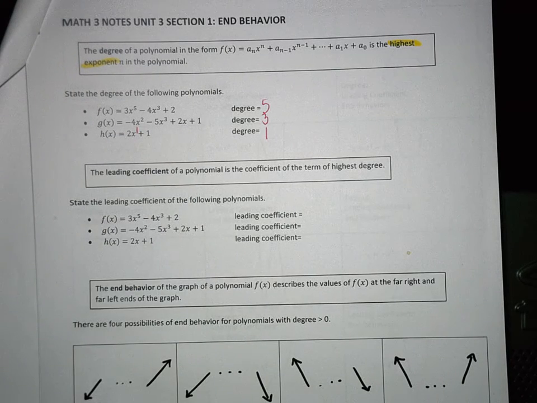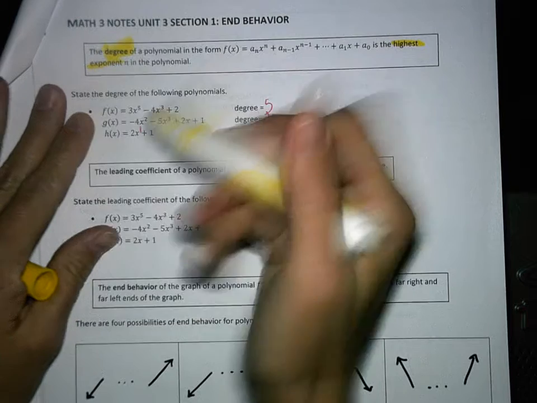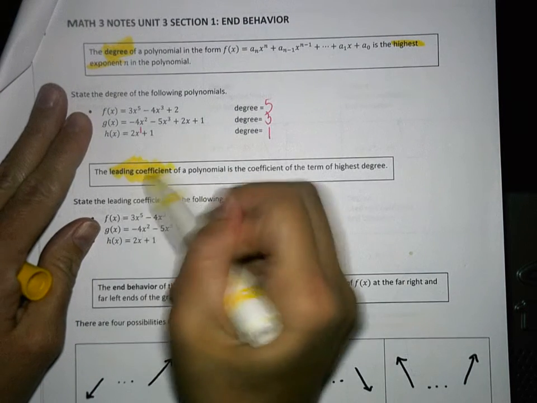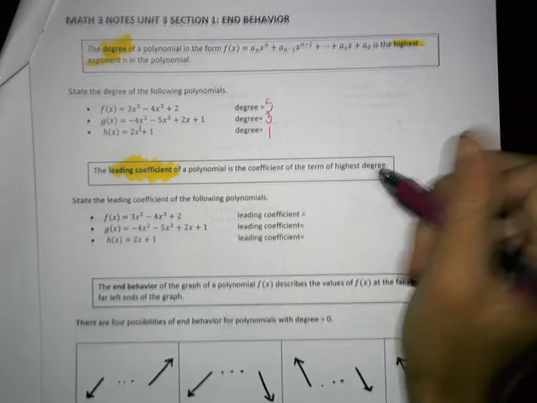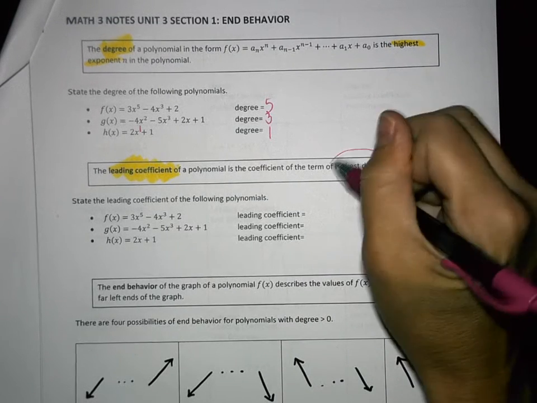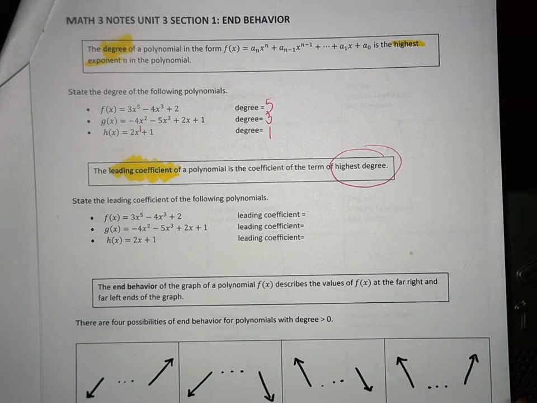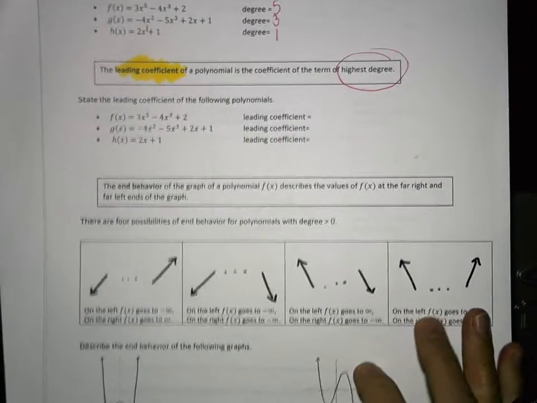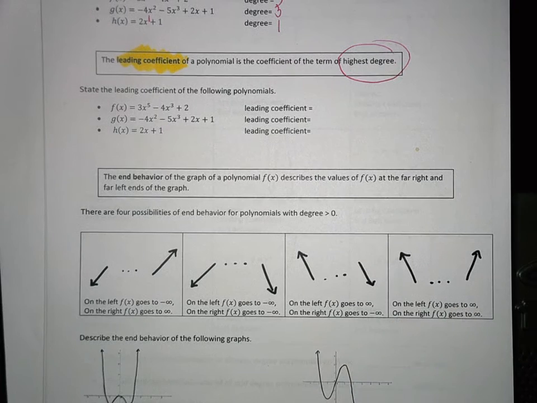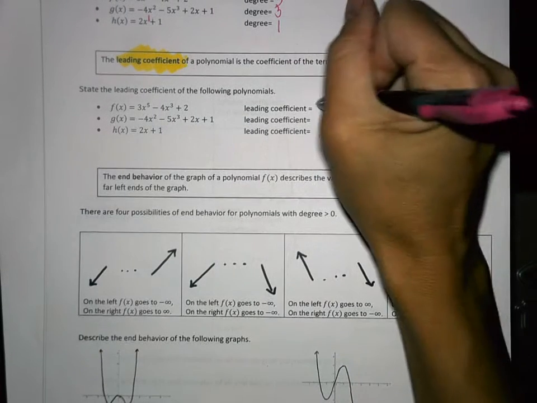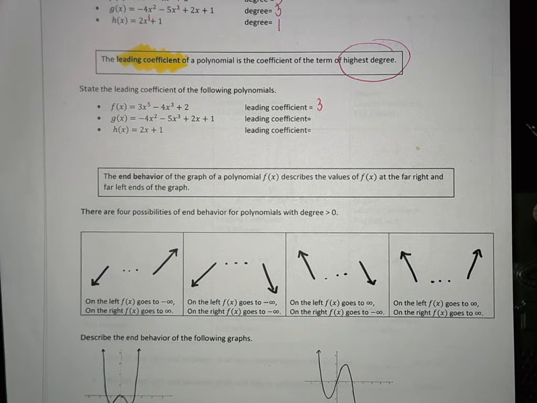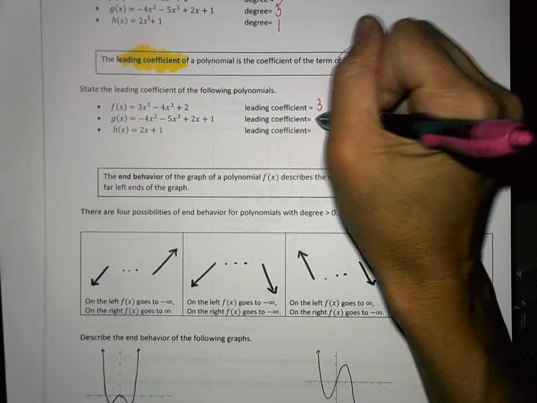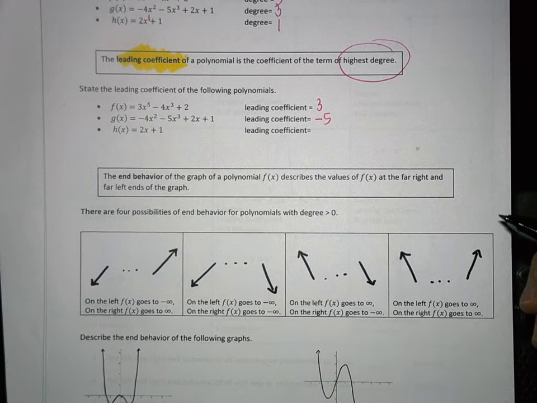Okay, leading coefficient. This one was our degree, and now we're moving on to our leading coefficient. The leading coefficient of a polynomial is the coefficient of the term of the highest degree. So the leading coefficient is the number in front of our highest degree. On this first example, what would be the leading coefficient? 3. Very good. It's also important if you have positive and negative values. What's the leading coefficient on g of x? Good. And then on h of x?